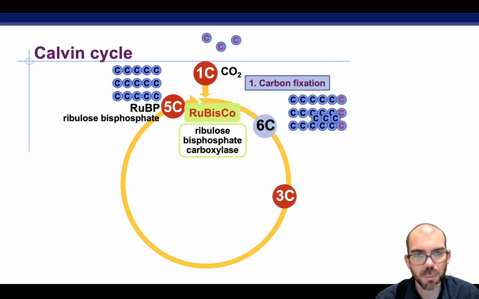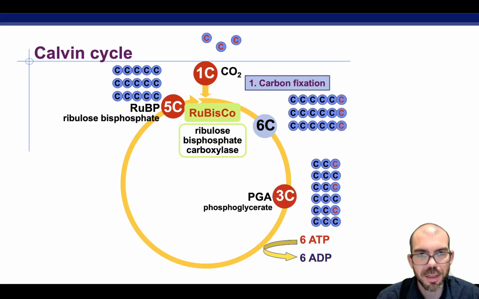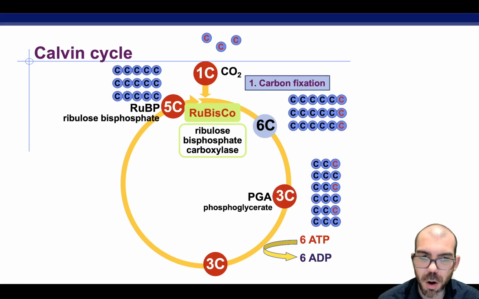Now that we've done that, we need to reduce. That 6 carbon is going to be broken down into PGA, a bunch of 3 carbon molecules, and we're going to use ATP to do that.